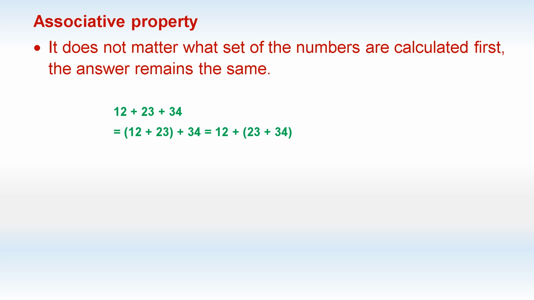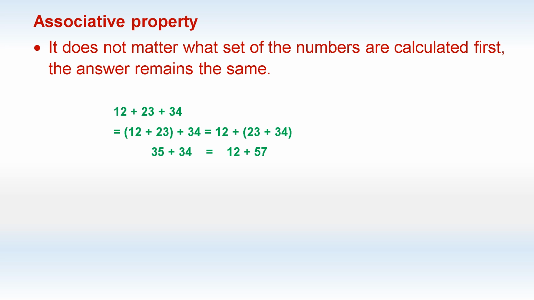Okay, so now we're going to add. We're going to group 12 and 23 together, and we're going to get 35, and 34. We bring down the 34. Now here we bring down the 12 and we added the 23 and the 34, we got 57.